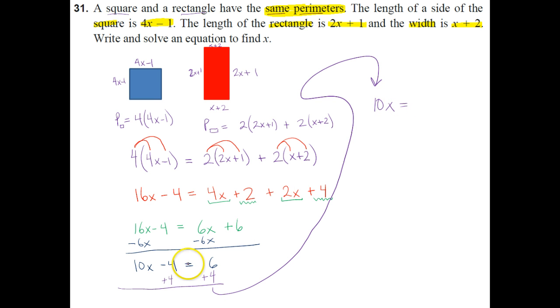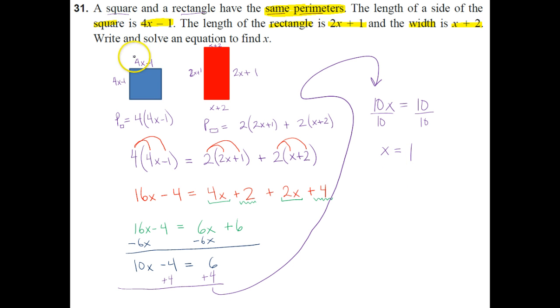Then equals 6 plus 4 is 10. So now the only operation left on x is times 10, so the opposite of that is divide by 10. Divide the left side of the equal sign by 10 and the right side by 10, and you get x equals 1.